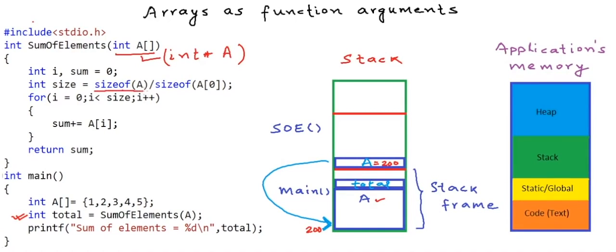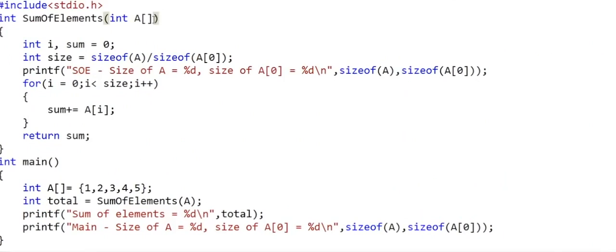And that's why the size of A here would give us 4 as output, because A is a pointer to integer here, while in the main method A is an array. So this format of passing an array as a function argument, where we put these brackets to tell that this is an array, is actually interpreted something like this by the compiler. You can put an asterisk sign here, or you can put an asterisk sign here. It's the same thing. It makes more sense to write it like this.